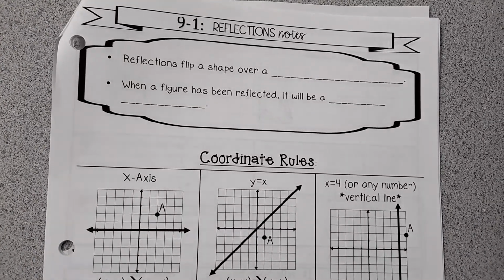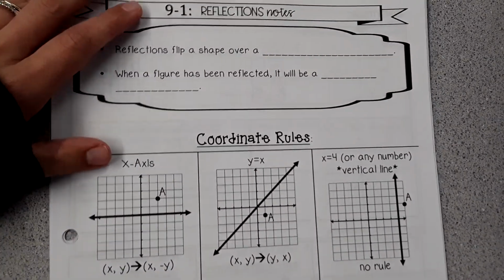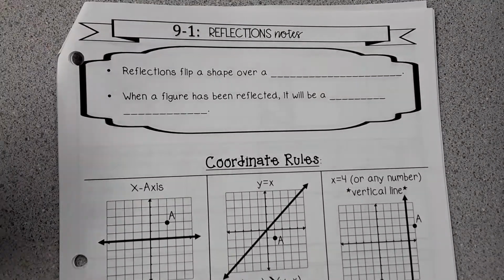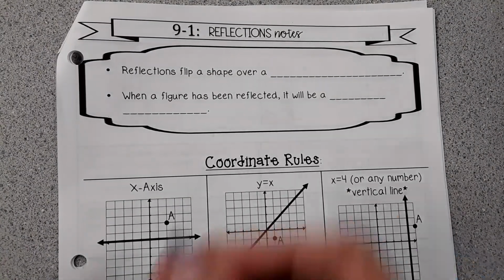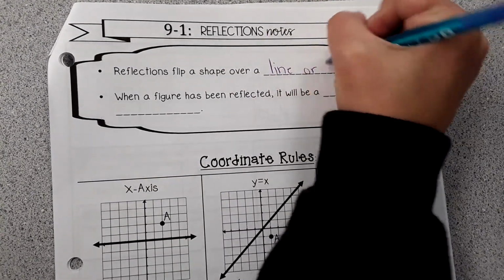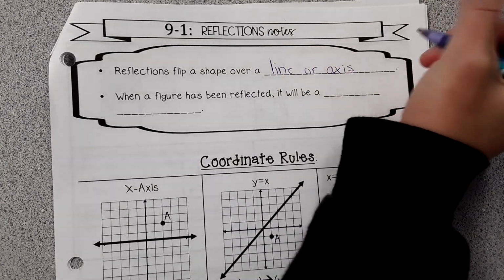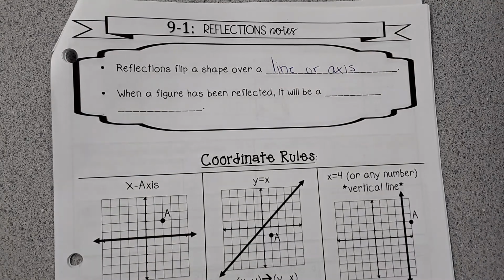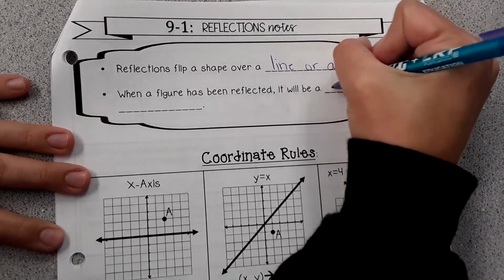Okay, so this lesson's on reflections, and it's exactly what it sounds like. A reflection is when you flip a shape over a line or axis. And when a figure has been reflected, it will be a mirror image.